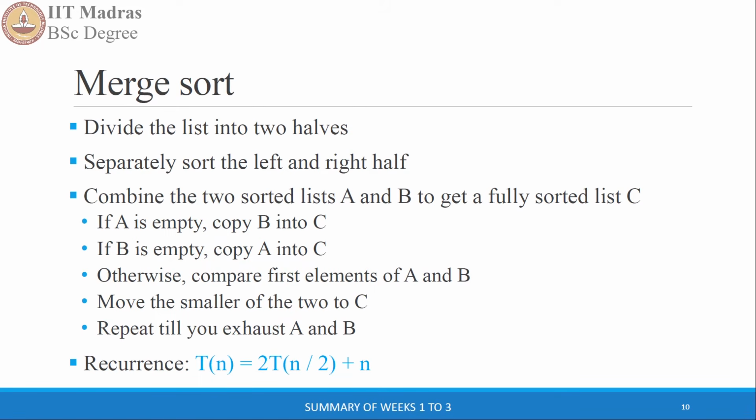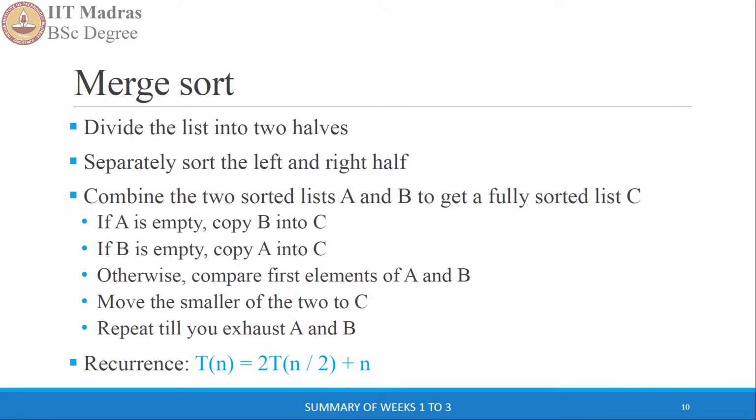sorted list. For example, lists A and B can be merged together into list C based on the following conditions. If A is empty, copy B into C. If B is empty, copy A into C. Otherwise, compare the first elements of A and B, move the smaller of the two to C, and repeat till you exhaust A and B. As we saw, this is a naturally recursive algorithm.